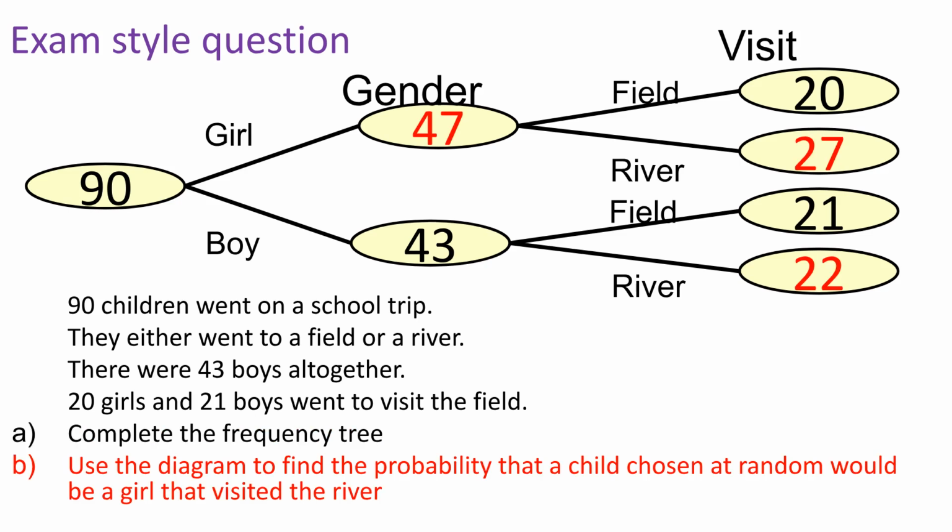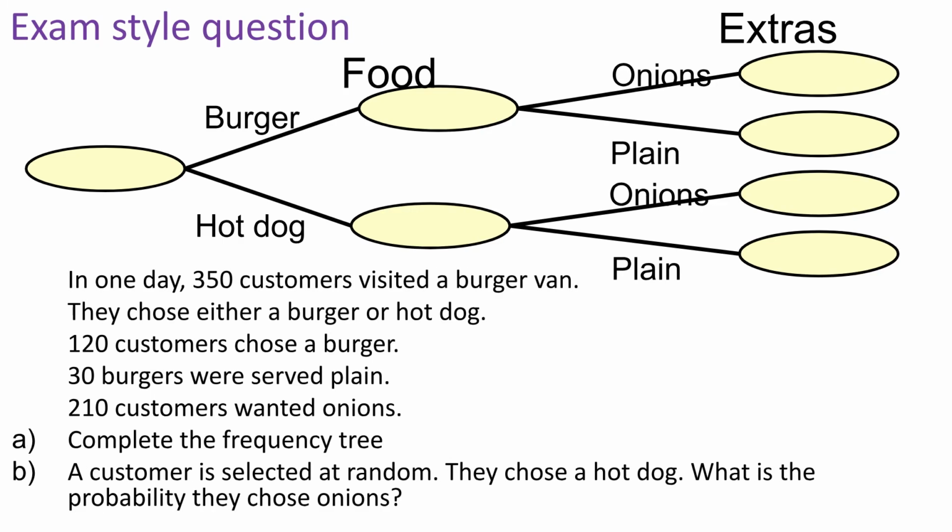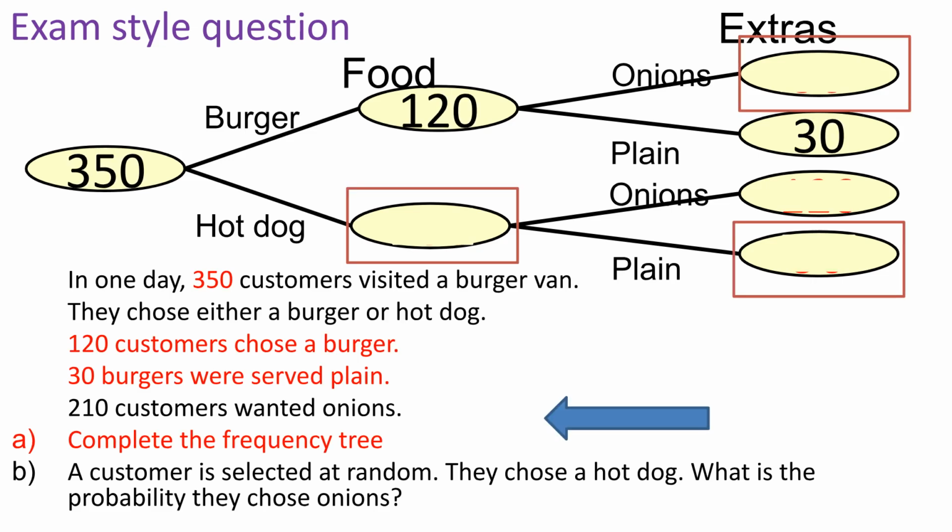By methodically filling in the missing values in our frequency tree, we can easily answer specific questions about the probability of a student's gender or trip destination. Using our completed diagram, we can quickly determine the probability of a randomly chosen child being a girl who visited the river. Finally, we apply this to a burger van scenario with 350 customers.